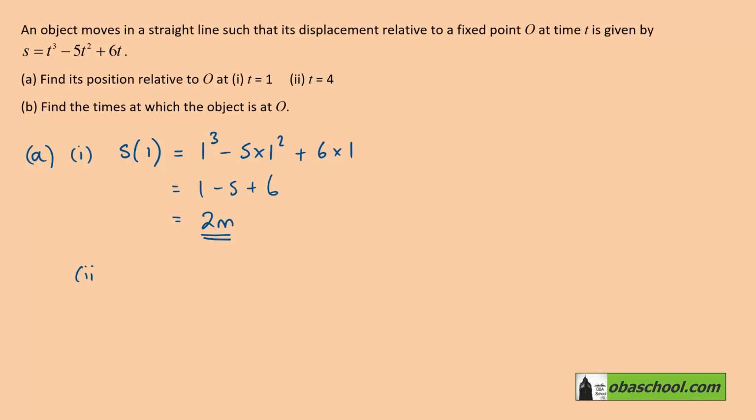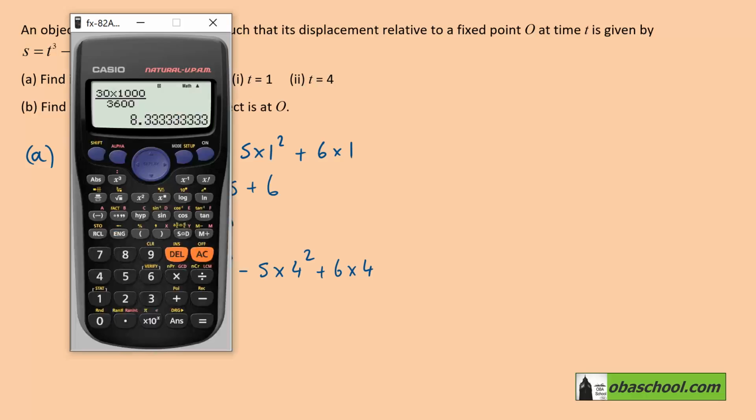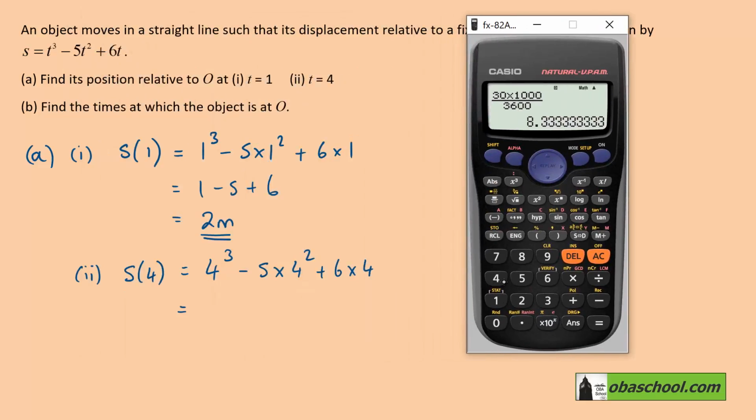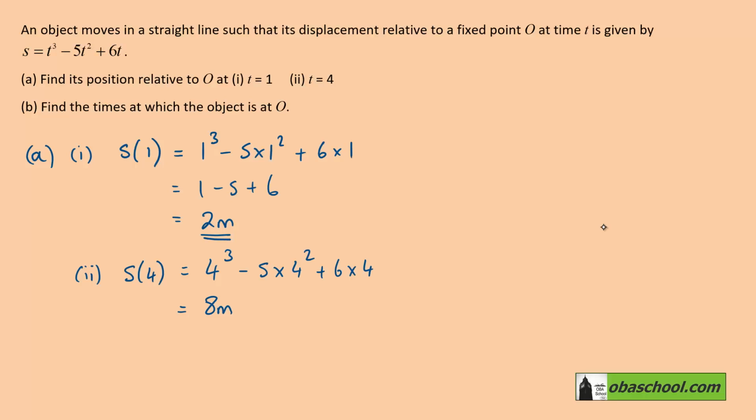And in part 2, we want to do s of 4, which is going to be 4 cubed, take away 5 times 4 squared, plus 6 times 4. Let's just get the calculator out to do that. So we've got 4 cubed, take away 5 times 16, add 24, and that gives me 8 meters.